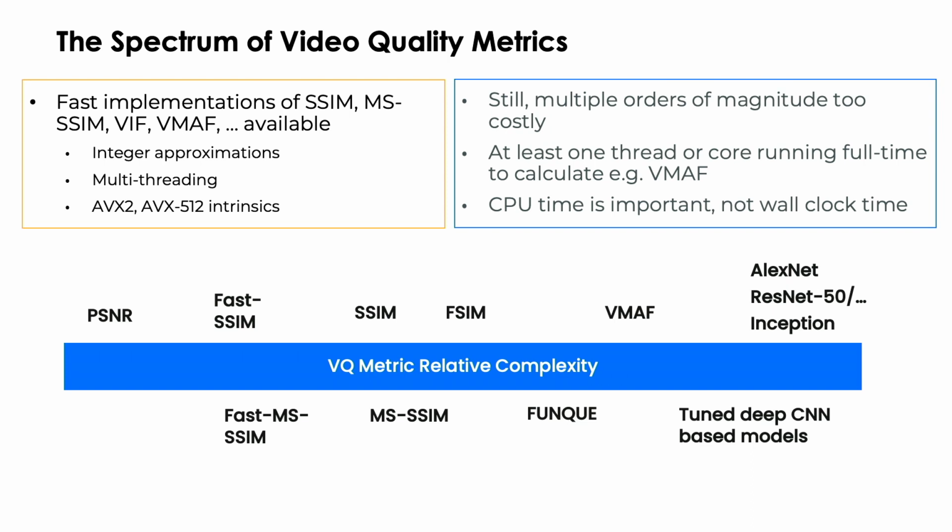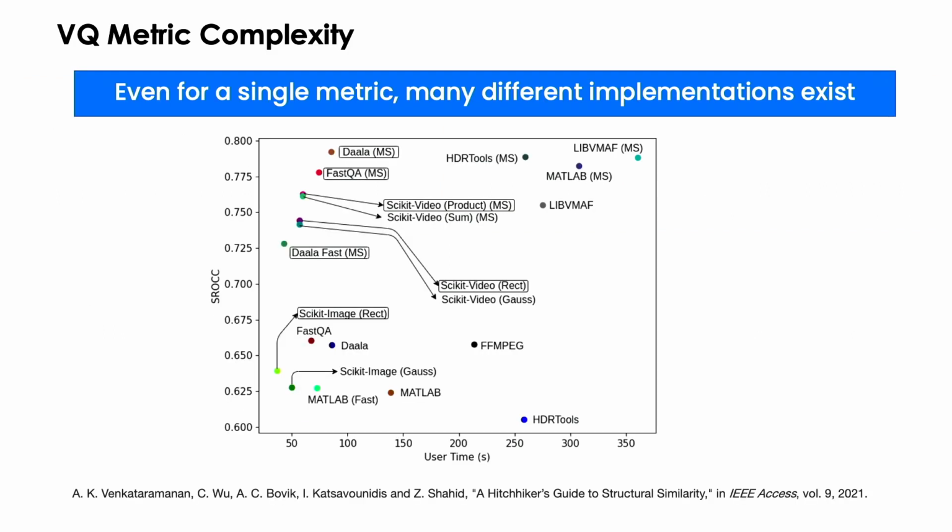I am a bit hand-wavy here in the relative complexity. That's actually a bit intentional, because even for a single metric, there are many different implementations out there, also many different ways to implement even SSIM. You can take different types of approximations, and they all have an impact on the correlation.